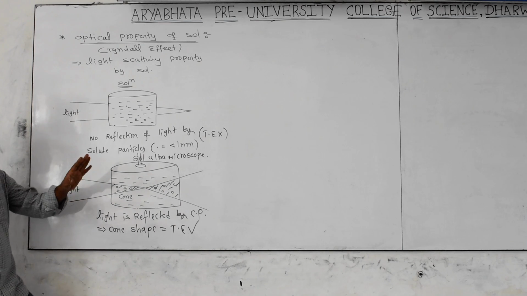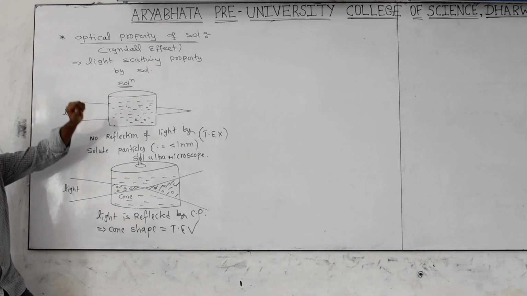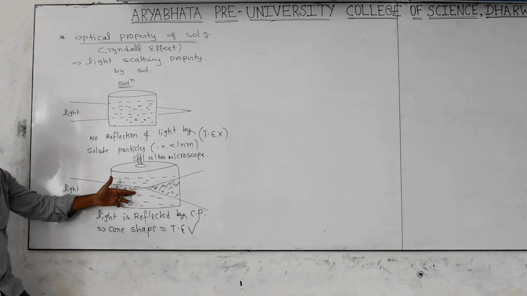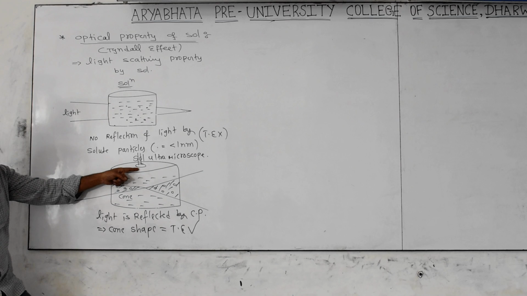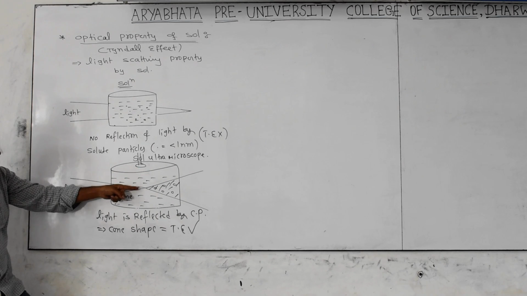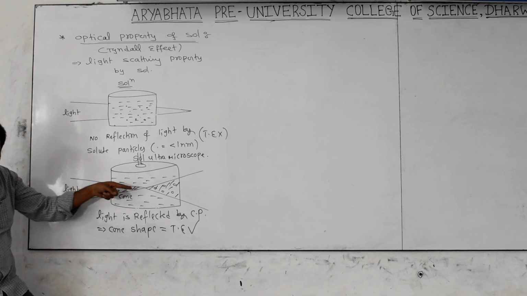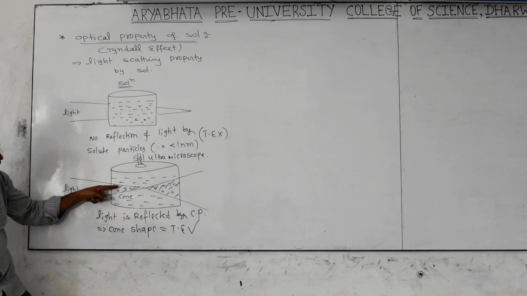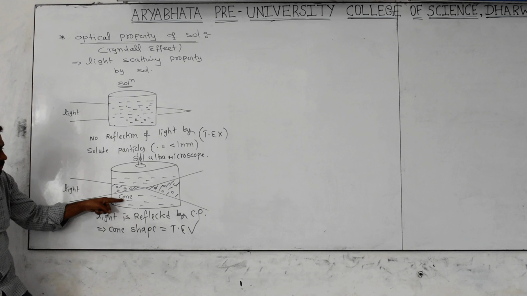So, very simply, the Tyndall effect, or optical property of the sol, means we send light rays through the sol, then we observe in the right angle direction to the light propagation direction. Then the path of the light rays appears in the form of a cone shape.